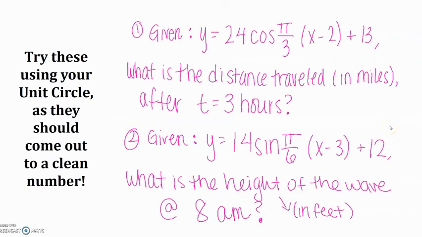So let's get a little bit more practice with these. I made them so you can just use your unit circle. You don't need to use a calculator at all, because I want you to kind of get in the habit of really utilizing that unit circle, knowing what each thing represents. So here's my two questions for you. Given y equals 24 cosine of pi over 3 times x minus 2, plus 13, what is the distance traveled in miles after t equals 3 hours? Given y equals 14 sine of pi over 6 times x minus 3, plus 12, what is the height of the wave at 8 o'clock a.m.? So go ahead, plug those in for x, and figure out what your answers are.